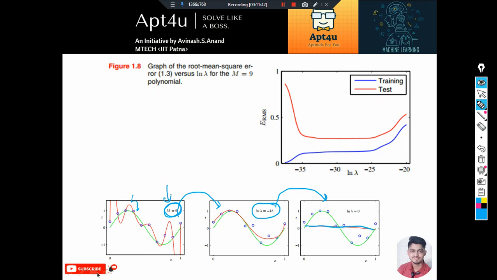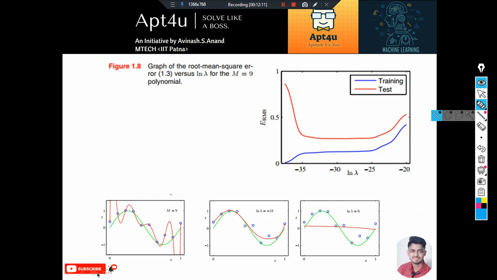On further increasing the value of ln lambda to 0, you see again the red curve has become sort of linear, and here the error is too high. You can see the error is too high. So many errors are here. So here also testing error will be high, right? Here you can see testing error will be low because the model is actually learning well, and here also the testing error is high, which means for ln lambda equal to minus 18, we want to have a lambda value such that it is neither too low nor too high.